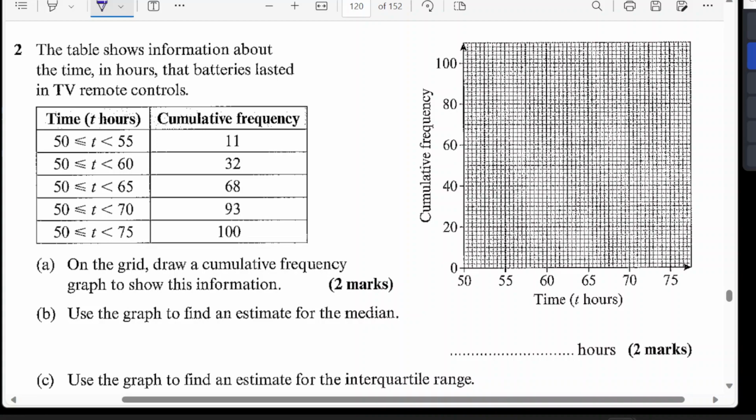We're going up in twos here, so I've got to go in between those two values. At 60 I'm going 32, so 32 is going to be there. Then I'm going to go 65 and 68, so we're looking there. And then 70 and 93 would hit just in between those two squares, and then finally 75 and 100.